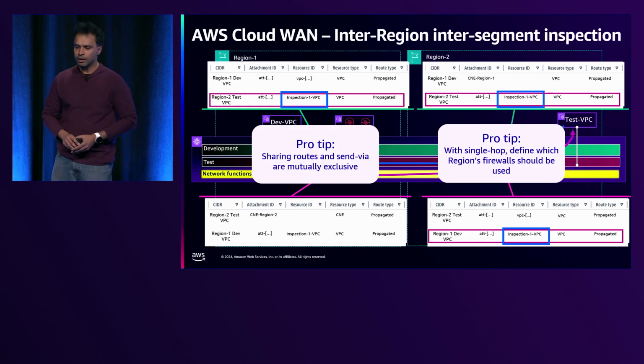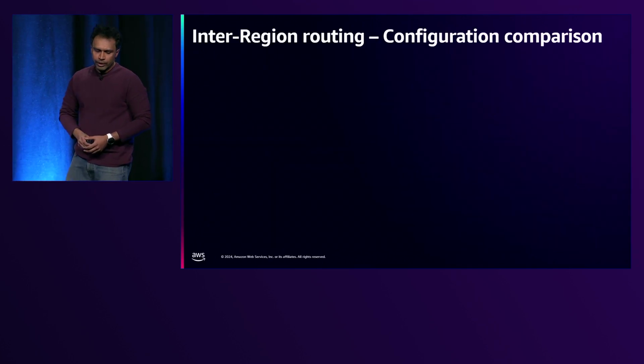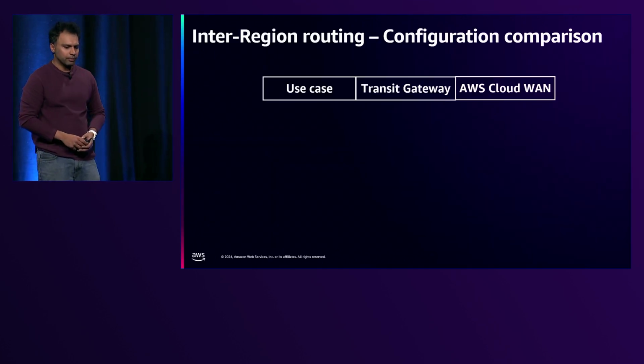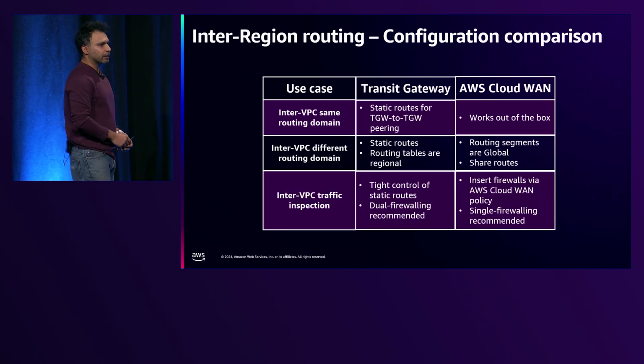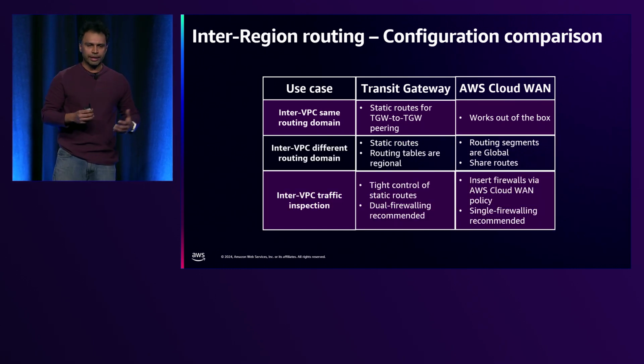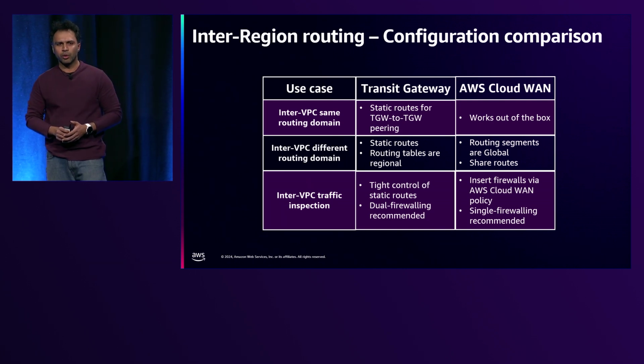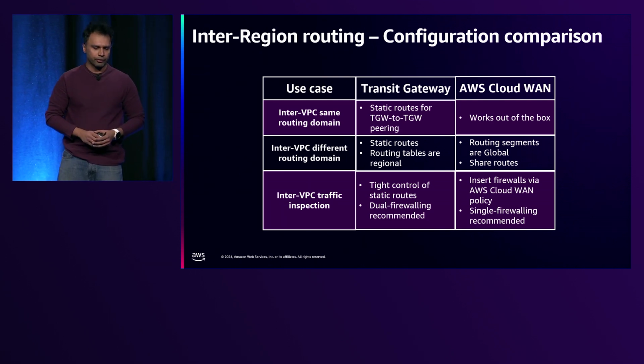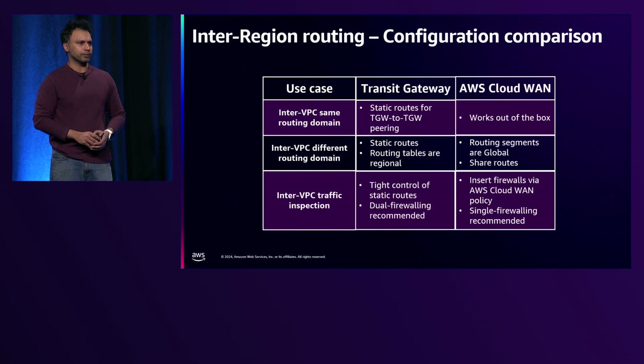So in the last 15-20 minutes, you heard a lot about how you can use Transit Gateway and Cloud WAN for creating the same use case. So here is a comparison slide. I won't go into all of the details, but I'll pause here for 5 seconds in case you all want to take a picture.